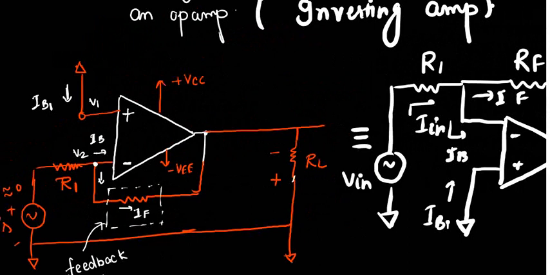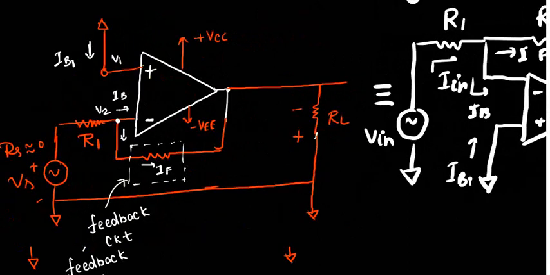In ideal scenarios, it is simple. It is called the virtual ground concept. How many of you are aware of that? For the ideal cases, your V0 is A times VID. A is infinite, so VID is 0, so V1 equal to V2. It means if this is ground, this will also appear as ground. That is why it is called virtual ground.